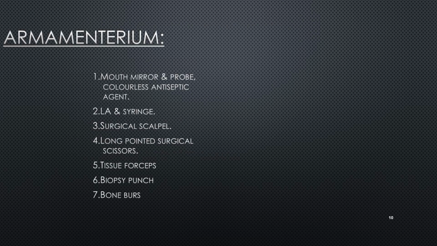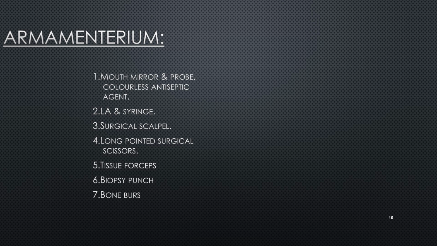So next, what is the armamentarium? The first thing is the mouth mirror, as you all know, mouth mirror, probe, and the coloring antiseptic agent. Then the LA and a syringe. Then our surgical blade, we can go for a number 15 blade or something like that. And long pointed surgical scissors. We say long pointed so we can get a cut at the end of the tissue which we need to excise.